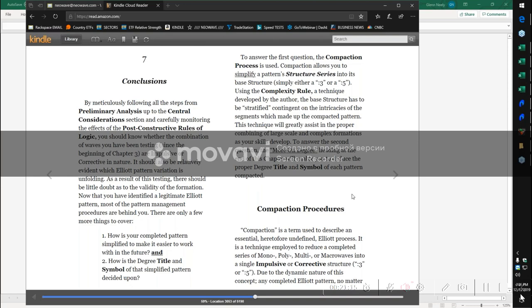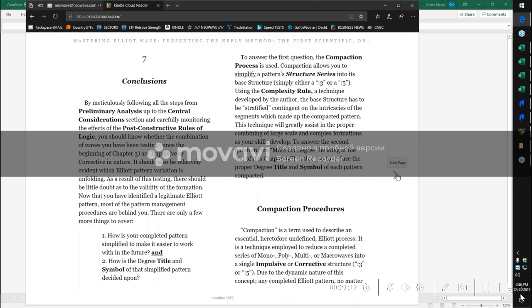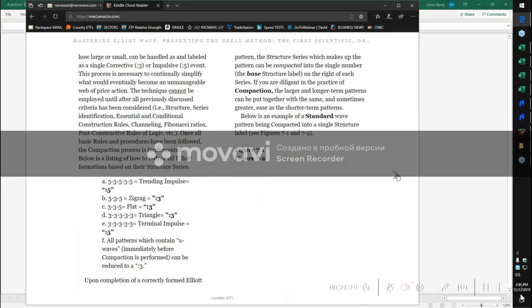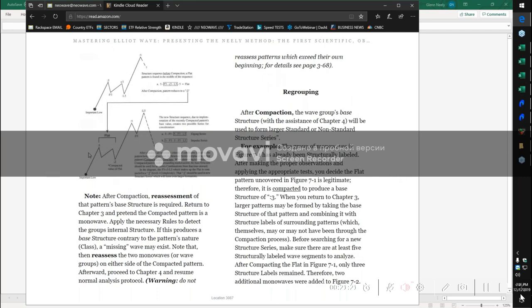So let's look at an example here. You might have a pattern like this where you're working on the 5s and 3s, and you notice that this is too small to be the same degree as this because it doesn't take enough price and not enough time, most likely. So it's probably a lower degree, and this looks very similar in price, and so does this. So most likely this is a flat pattern.